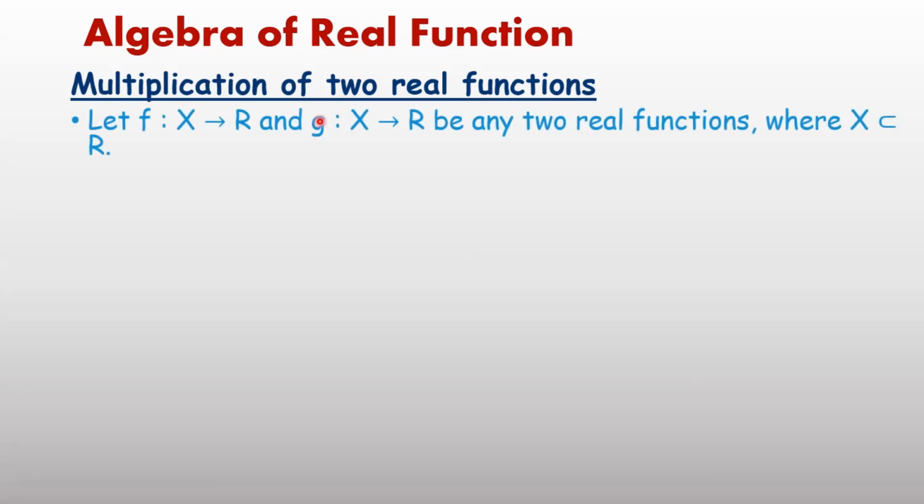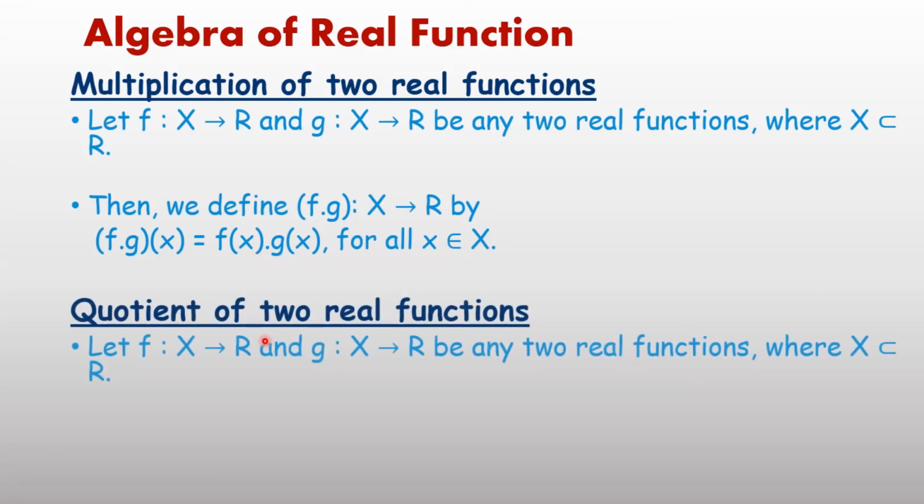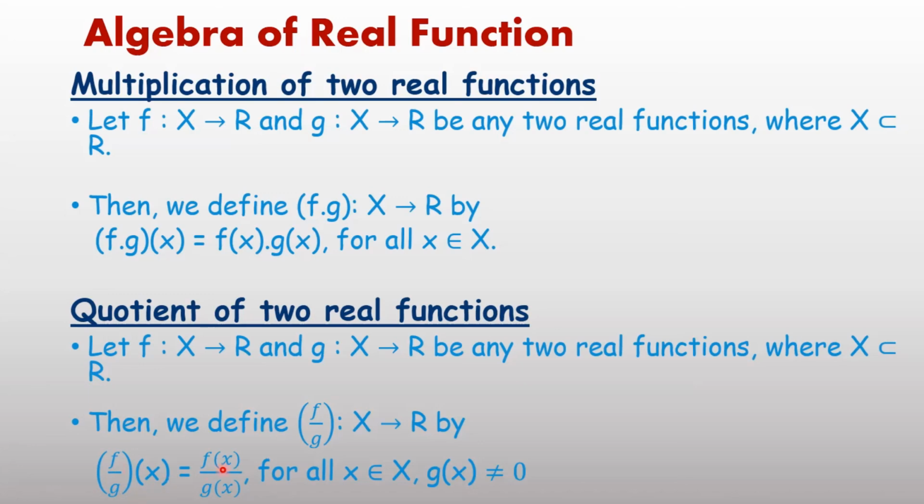Multiplication of two real functions. f: X to R and g: X to R are two real functions, X is a subset of R. f into g will be a function from X to R defined as (f into g)(x) equal to f(x) into g(x). Same for division of two real functions. f upon g is a function from X to R defined as (f upon g)(x) equal to f(x) upon g(x), with the condition g(x) not equal to 0.